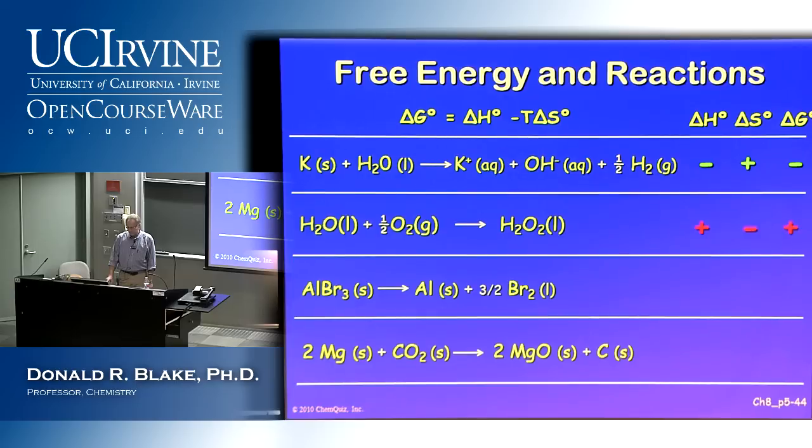Negative. Next one. Says positive. I guess because we're going from one thing to two things, but it's not very, entropy-wise, it's not very big. So these cases where we have a positive and negative means that, depending on the temperature, we can have a positive delta G or a negative delta G.